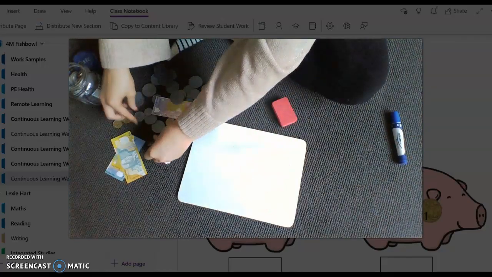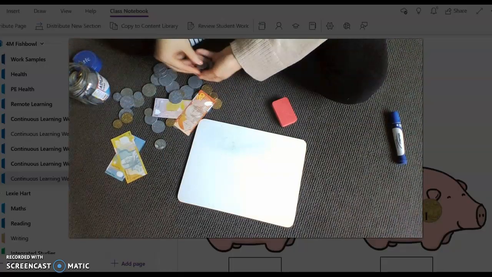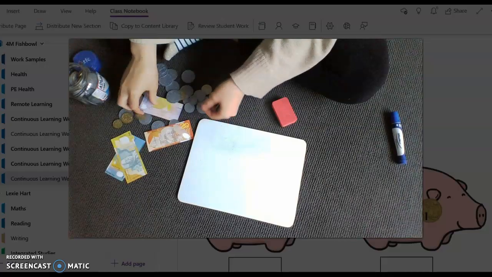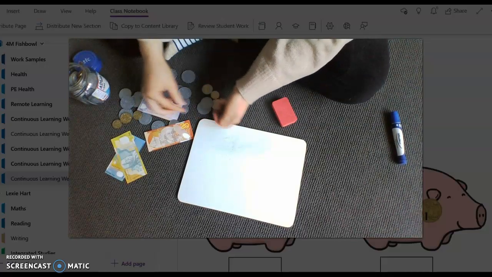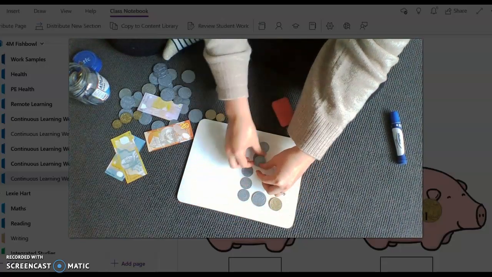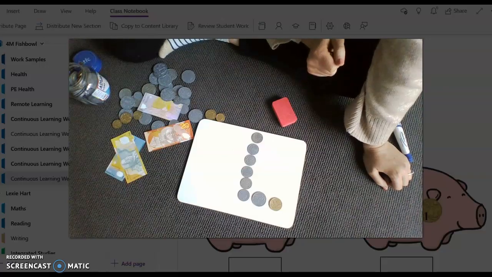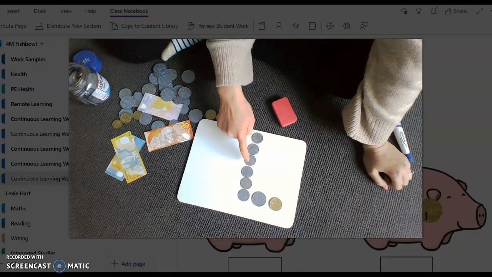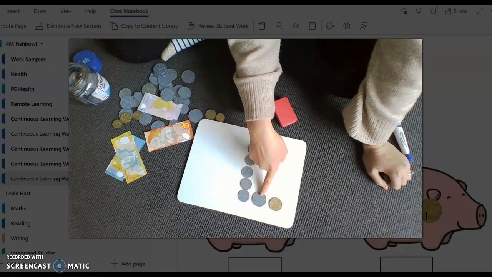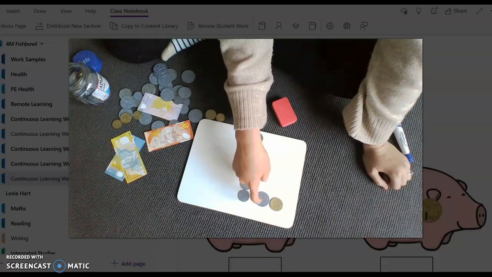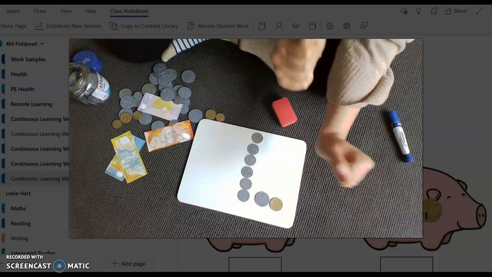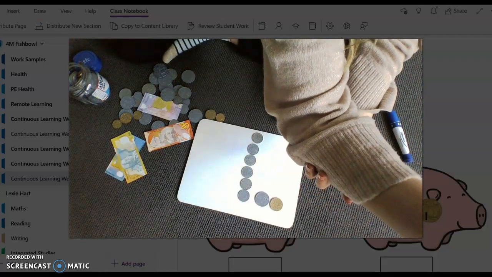If I have multiple coins of the same type of coin, I can skip count to add them together. All right, let's do this one. So I've got lots of 10-cent pieces here, so I can skip count 10, 20, 30, 40, 50, 60, plus 20 cents, so 60, 70, 80, plus 1 is $1.80. So skip counting comes into play when you're counting money.